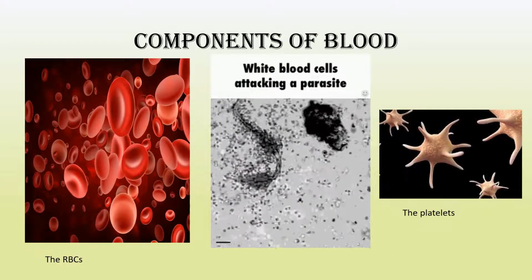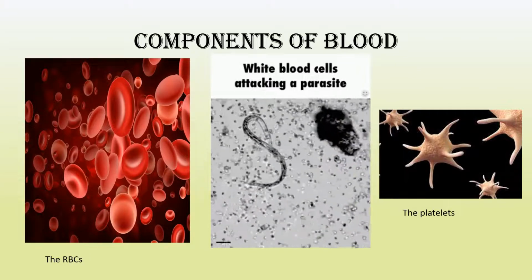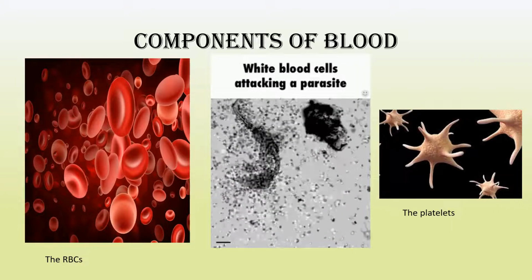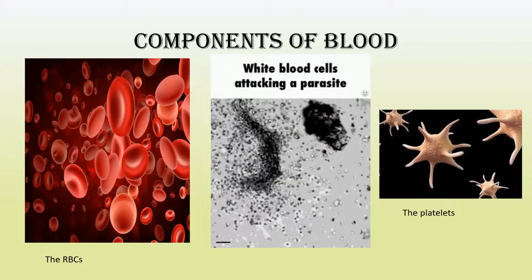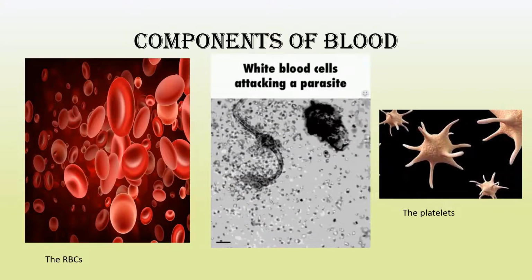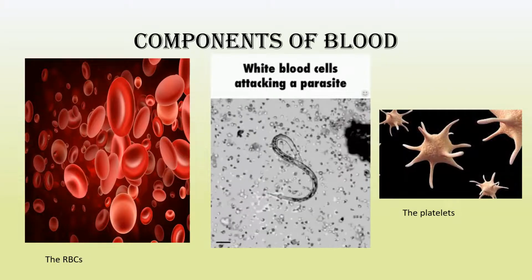Components of blood. Blood is a fluid connective tissue. In this tissue, corpuscles move in a fluid matrix. The matrix is called the blood plasma. The blood plasma doesn't contain any fibers but contains cells called the blood corpuscles. These corpuscles are the red blood cells or erythrocytes, white blood cells or leukocytes, and platelets.